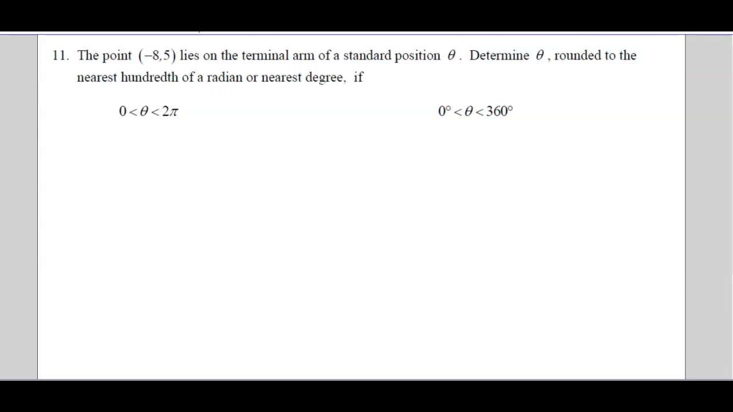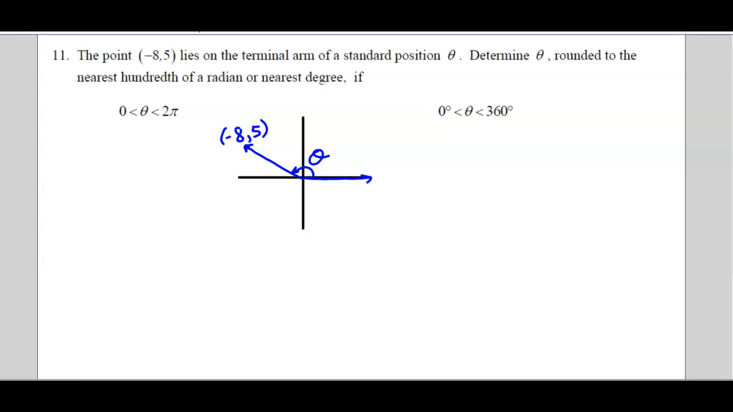All right, so the next one: point (-8, 5) lies on the terminal arm of standard position angle theta. Determine theta rounded to the nearest hundredth of a radian or nearest degree. So basically here, we're going to do it in radians and then in degrees. That's all. It gives you an actual point, which is nice. Graph it. So negative 8, 5, maybe approximately there. So initial arm, terminal arm. So that's your theta.